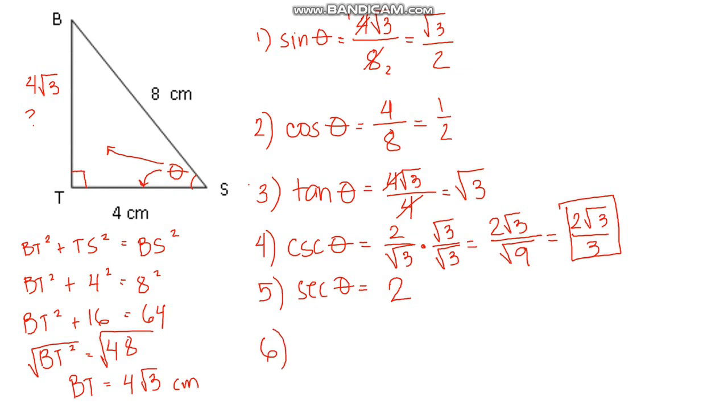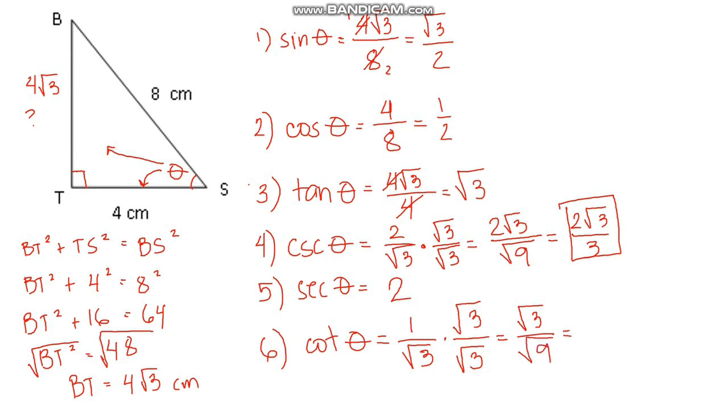And last is we have cotangent of theta. So if the tangent is square root of 3, then the inverse of that will be 1 over square root of 3. So same case with our cosecant, there is again a radical sign on the denominator, so we have to rationalize again. So it's square root of 3 over square root of 3, multiply it on the 1 over square root of 3. So we have square root of 3 over square root of 9, or this is square root of 3 over 3.